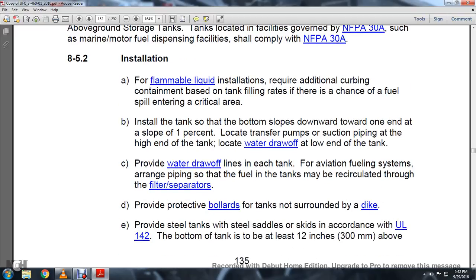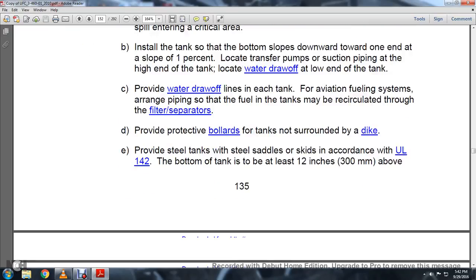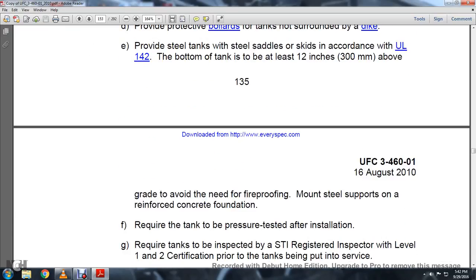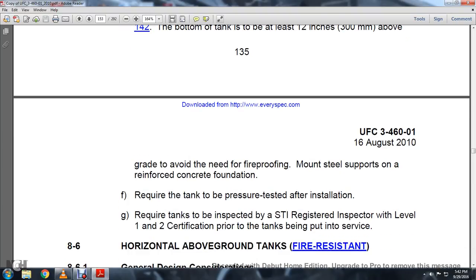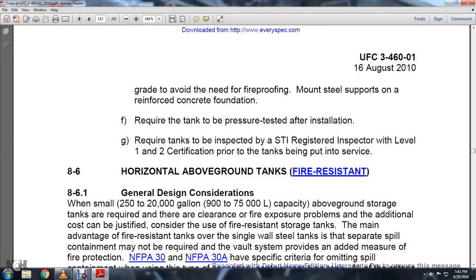Provide protective bollards for tanks not surrounded by a dike. Provide a steel tank with steel saddles or skids in accordance with UL 142. The bottom of the tank is to be at least 12 inches above the grade to avoid the need for fireproofing the mounting steel supports or reinforced concrete foundation. Require the tank to be pressure tested after installation. Require the tanks to be inspected by an STI registered inspector with a Level 1 Class 2 classification prior to the tanks being put into service.